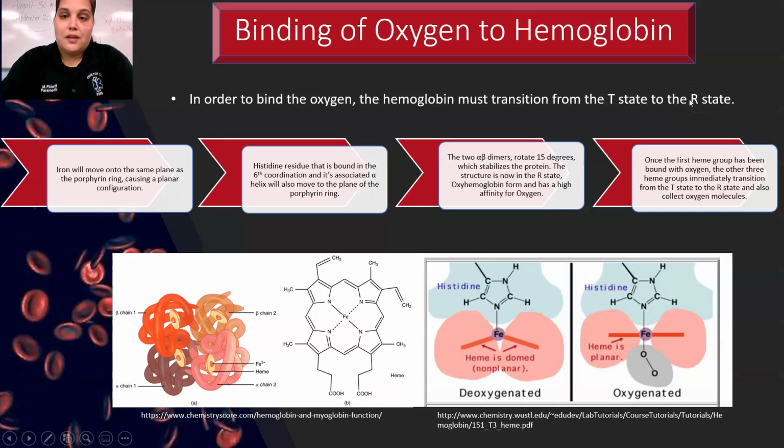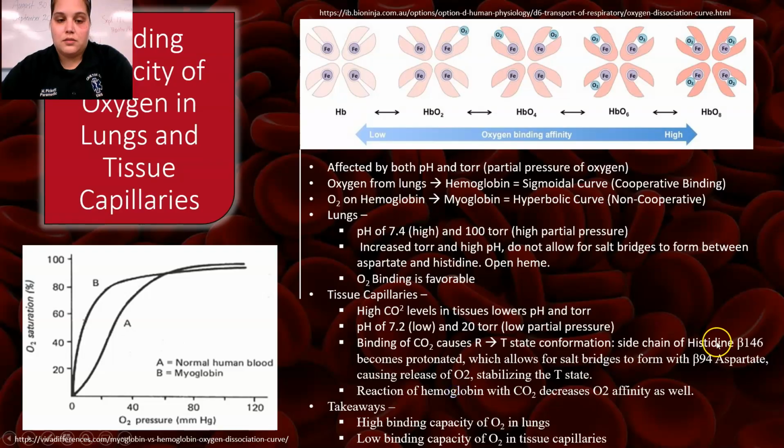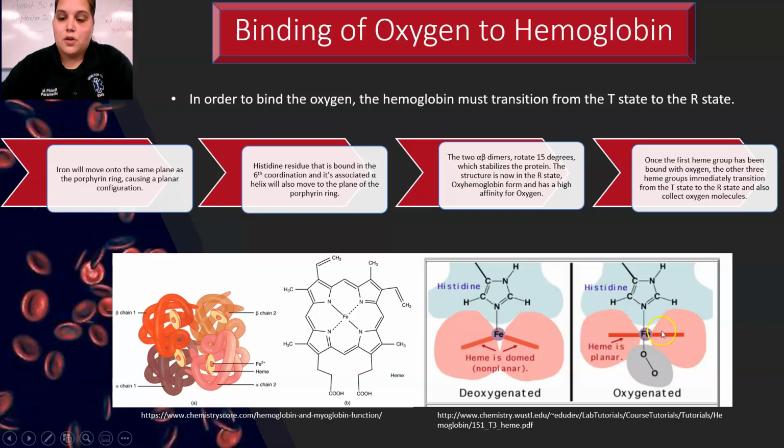Now we can move on to the binding of oxygen to hemoglobin. And in order for oxygen to bind to hemoglobin, the hemoglobin has to transition from the T or tense state to the relaxed state. So the first thing that's going to happen, and I brought my images over here too so we can visualize, is that the iron is going to move onto the same plane as the porphyrin ring, which will cause the planar configuration with this image over here.